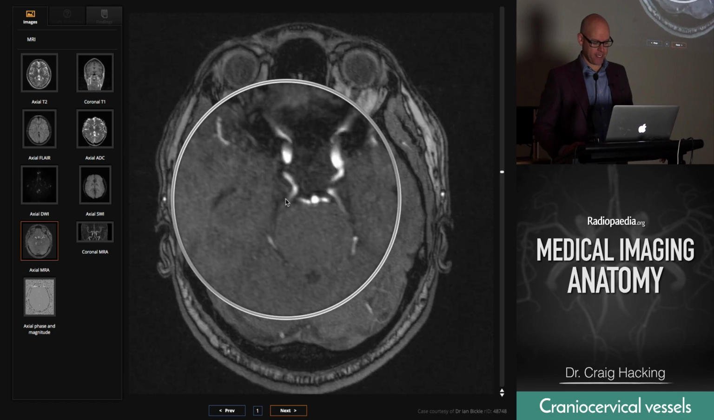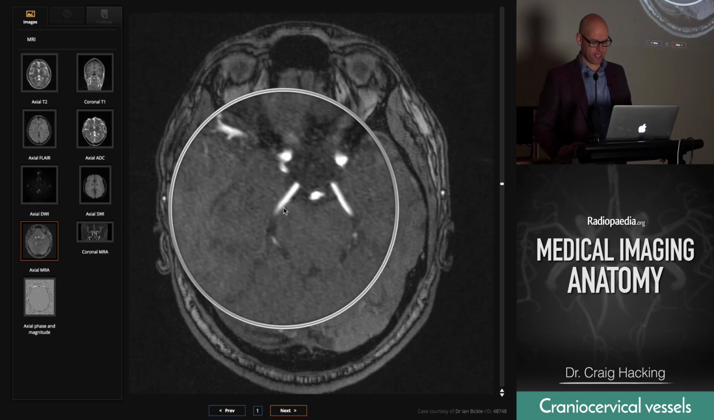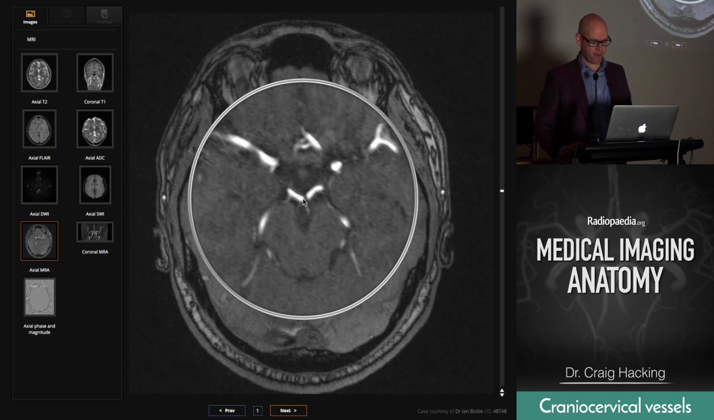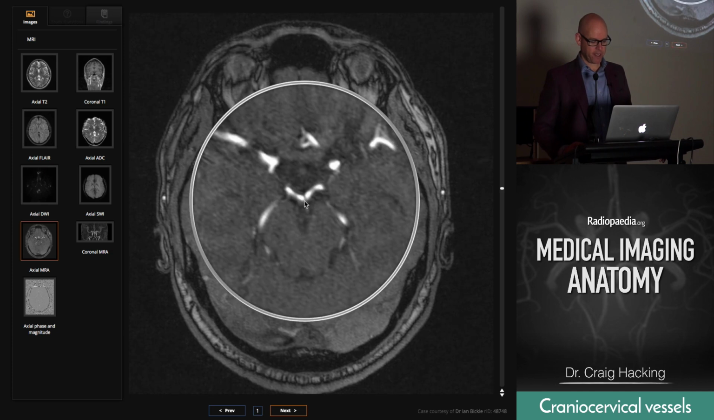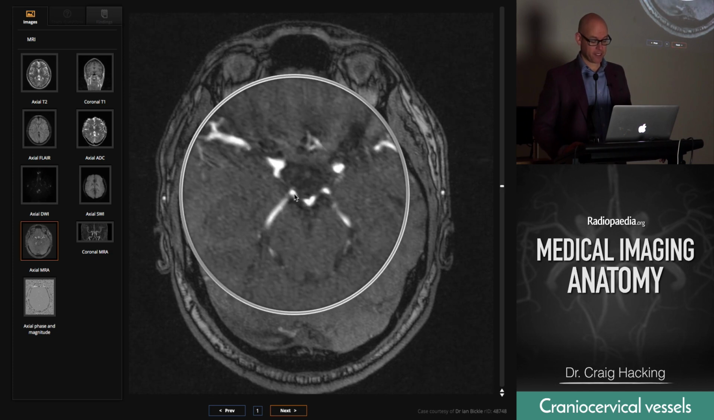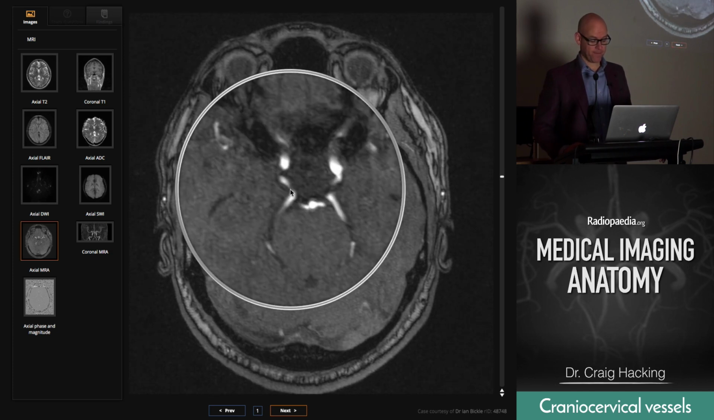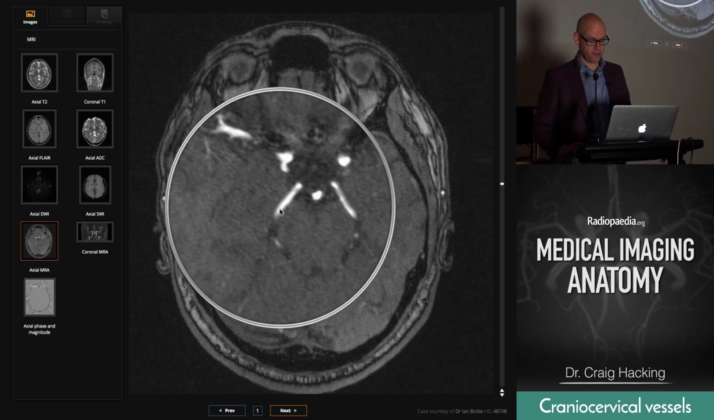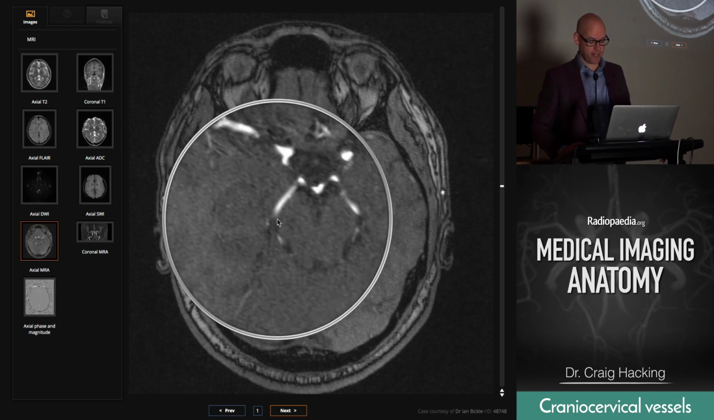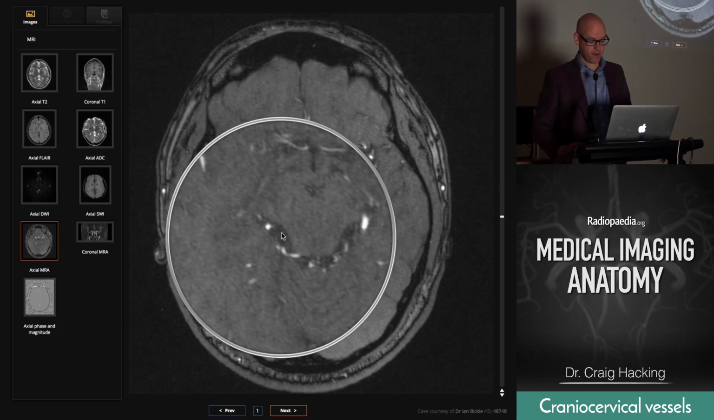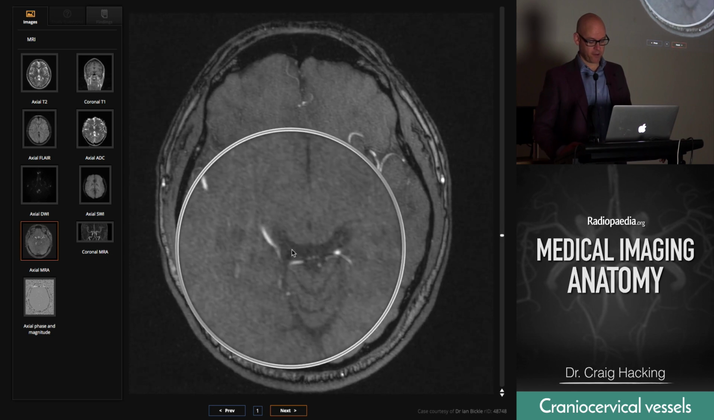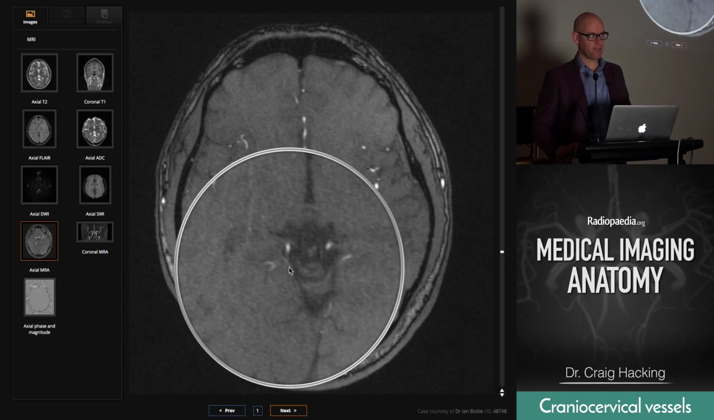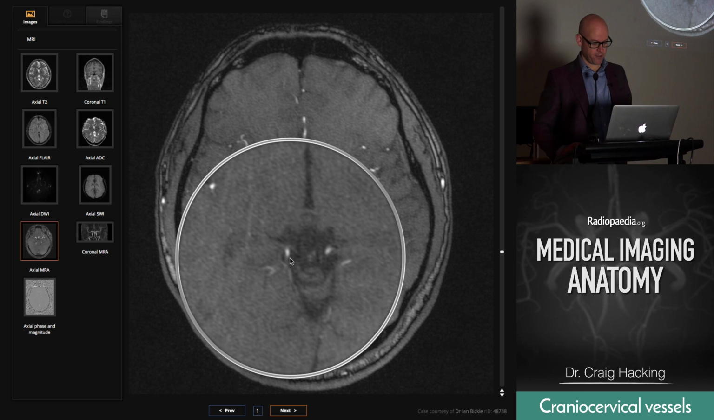There's our PCOM again, and now our PCA also has segments. The first segment, P1, being the pre-communicating segment between the bifurcation of the basilar artery and the PCOM. The P2, which has an A and a B, stretches around the ambient cisterns into the quadrigeminal plate cistern, and then P3, which are all the cortical branches that go to the occipital lobe.